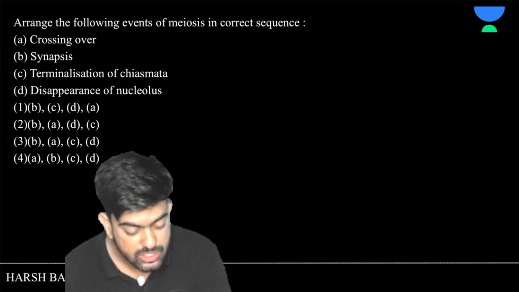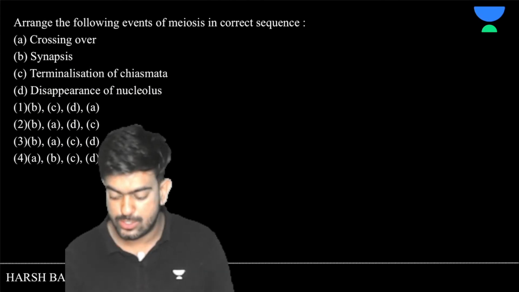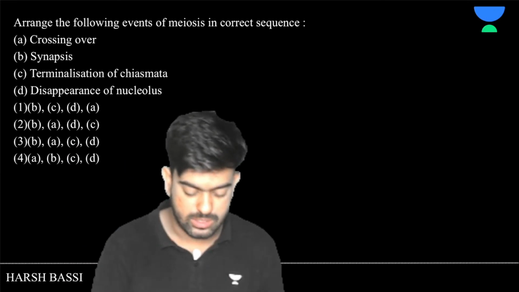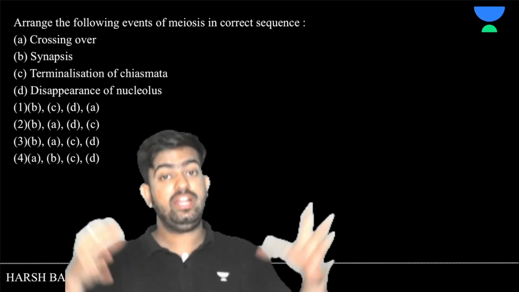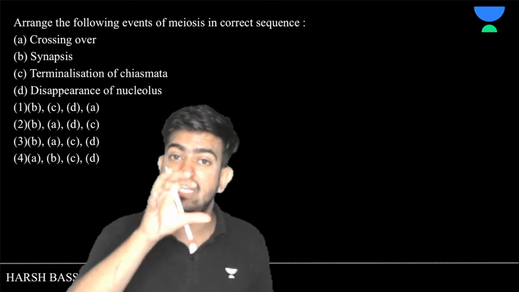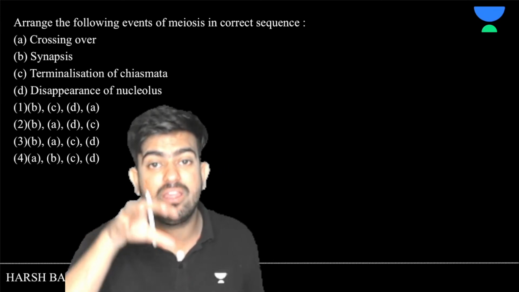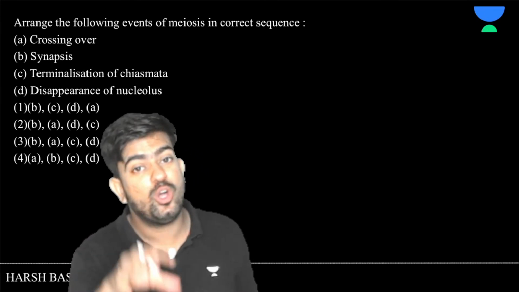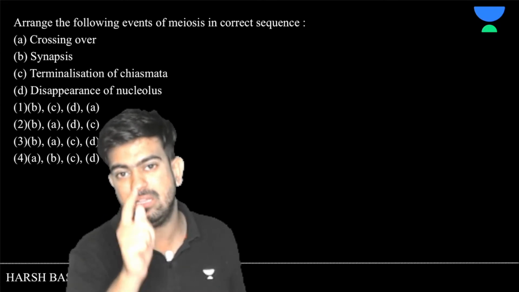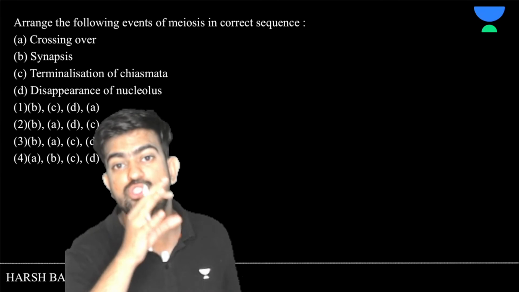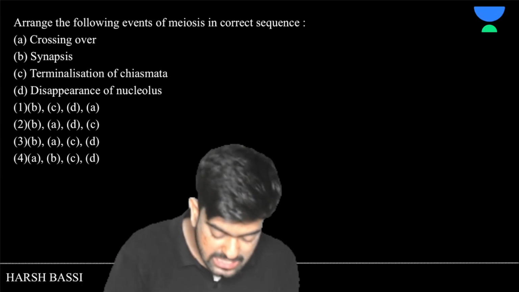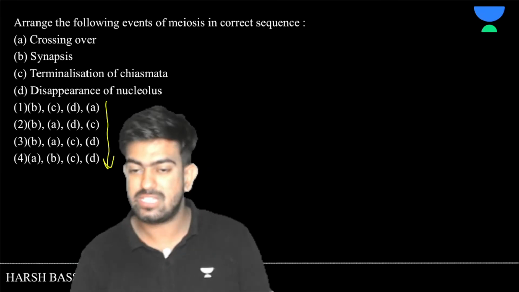Arrange the following events of meiosis in the correct sequence. If there is an arrangement type of question, what we do is run and start reading the statements. No, that will waste your time. These questions are very easy, but they are given in NEET just to waste your time. If you get trapped in that, you will lose your time and will not be able to solve physics and chemistry, right? So start with the options. The best thing is to start with the options.